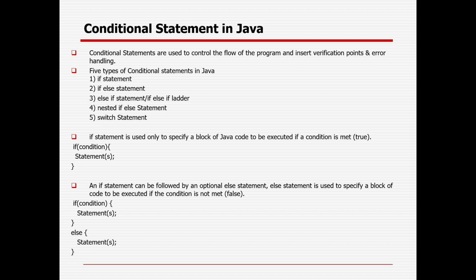Conditional statements are used to control the flow of the program and insert verification points and error handling. Primarily in Java, there are five types of conditional statements available: if statement, if else statement, if else if ladder, nested if else statement, and switch statement.